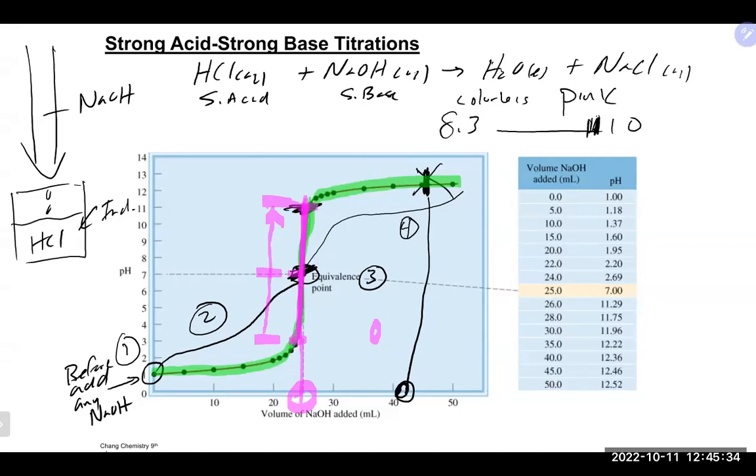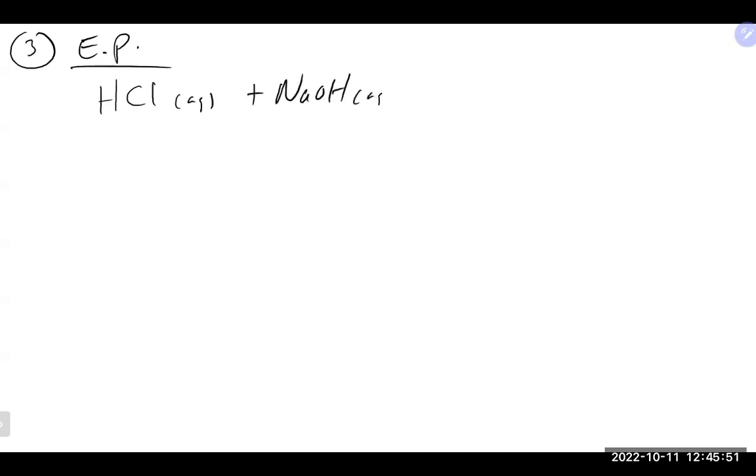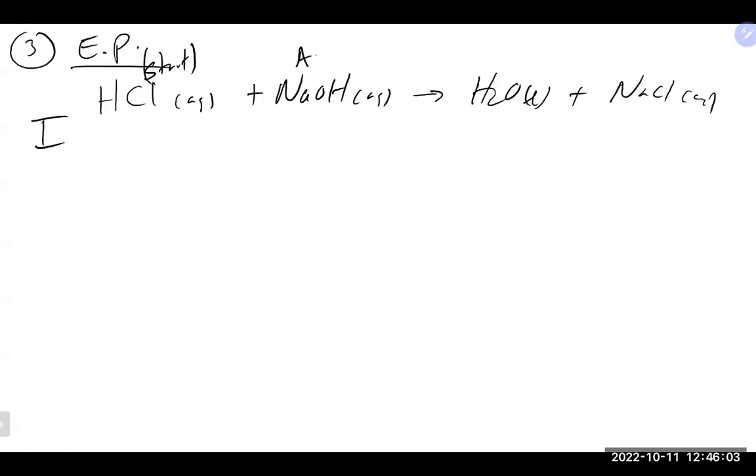Now let's talk about what happens when we do get to the equivalence point in this case. When we get to that equivalence point, we have exactly the same reaction happening. So we have HCl plus sodium hydroxide gives you H2O and sodium chloride. So once again, we're starting with our HCl in the beaker. We're adding this guy. So once again, I'm going to make up my number here as 4 moles of HCl.